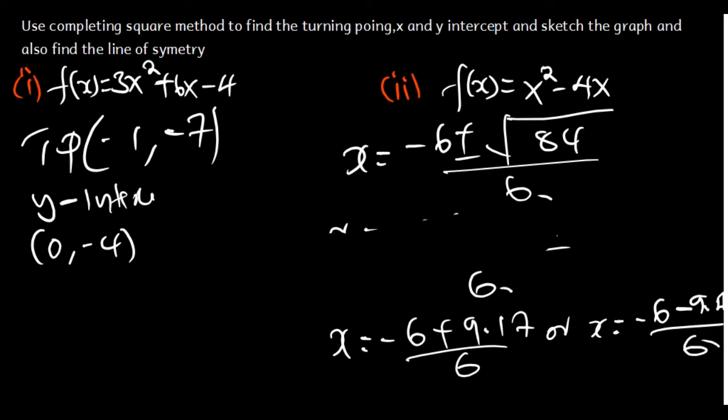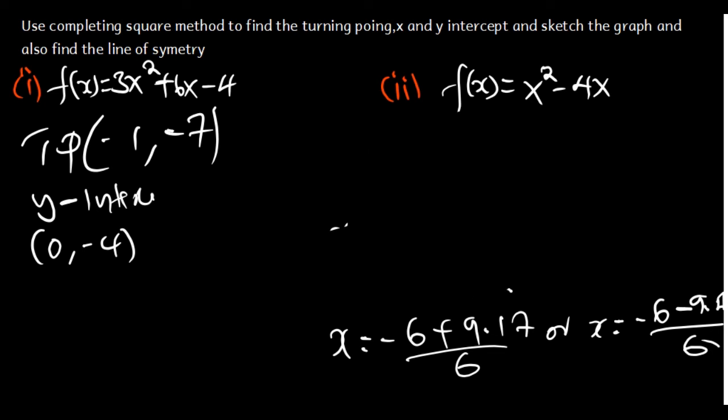So what will be the values of x now when y is equal to 0? So x will be equal to negative 6 plus 9.17. Okay, so I divide this by 6. I'm getting 0.53. I've just rounded off. Then another one is x is equal to negative 6 minus 9.17. I divide it by 6. I'm getting a negative 2.53.